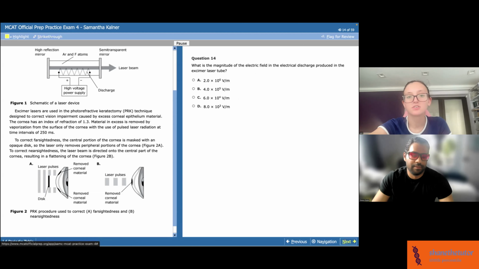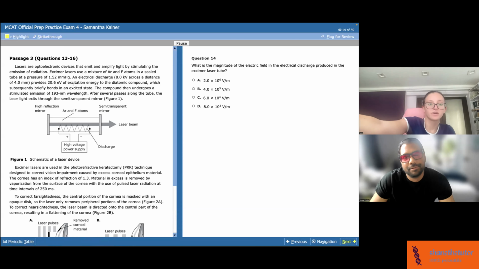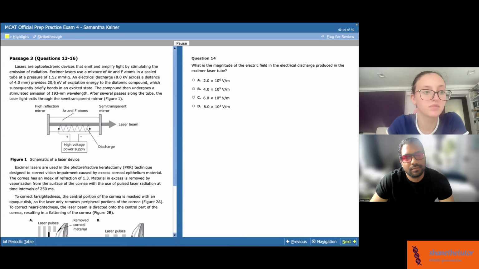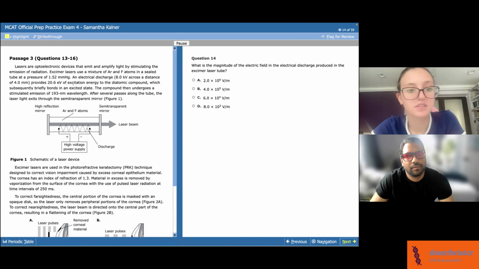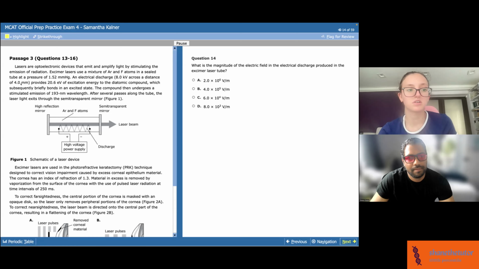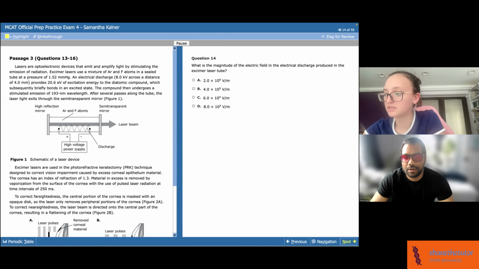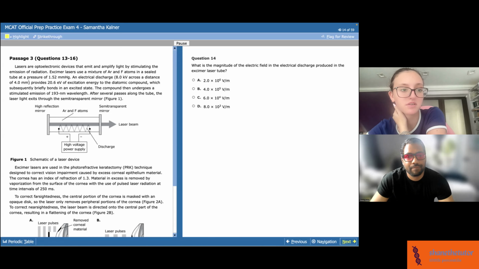Magnitude of the electric field in the electrical discharge. Yeah, so that would be a good example of, okay, now let's look at all those values that they gave us. So we have the electrical discharge that's 8 kilovolts, across the distance of 4.04 millimeters. And then the energy is 20.6, the excitation energy. Do we need that though? I don't think so. We just need those two values, the voltage and the distance. Because if you look at the answer, it's in terms of volts and meters, so you have to convert kilo and milli, right?